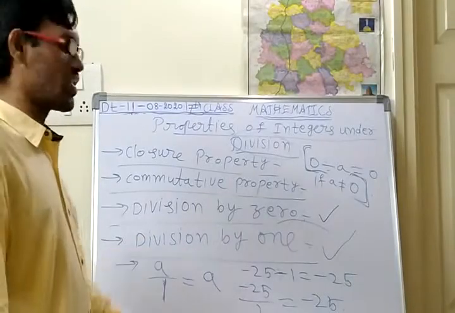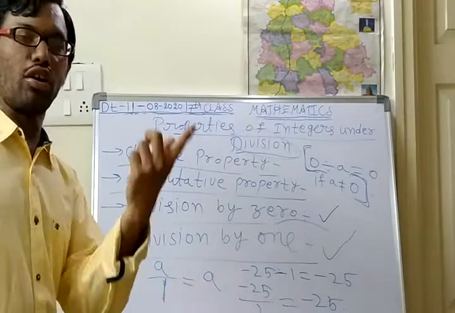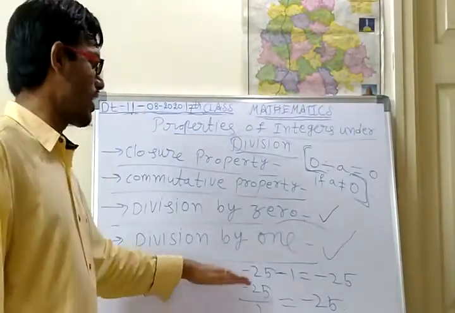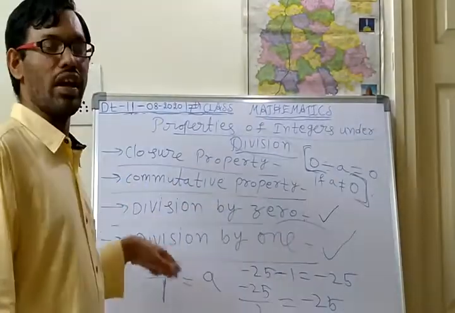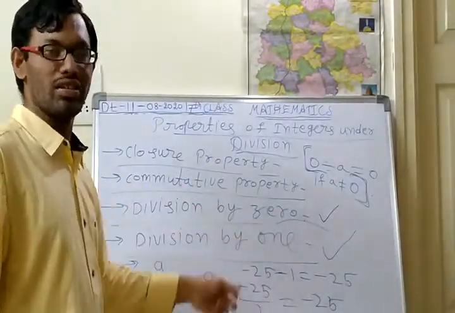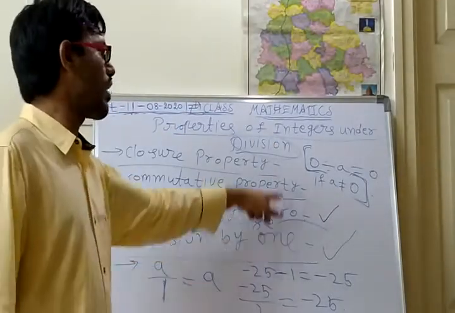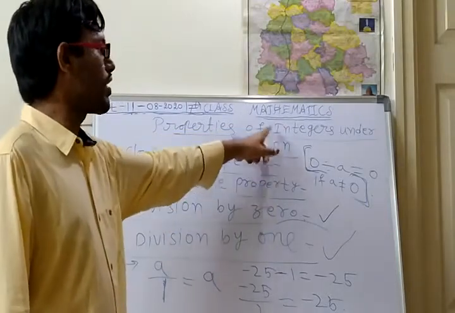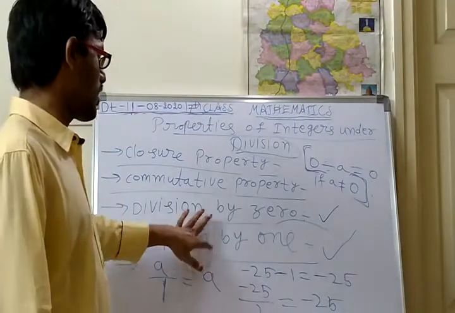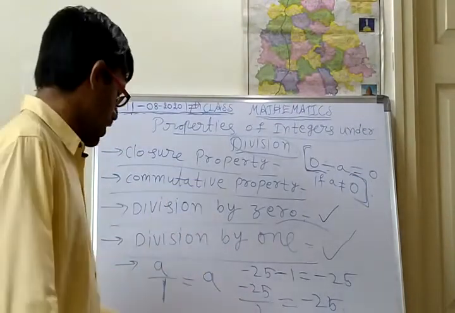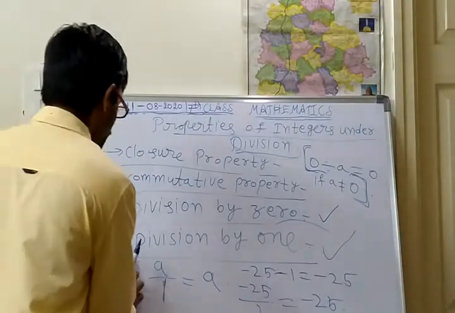What is the statement? If a is any integer, either positive or negative, then a divided by 1 is equal to a only. Here a is an integer. So the division by 1 property is satisfying for integers under division. These are the two properties which are satisfying for division. Next we shall see one more property.